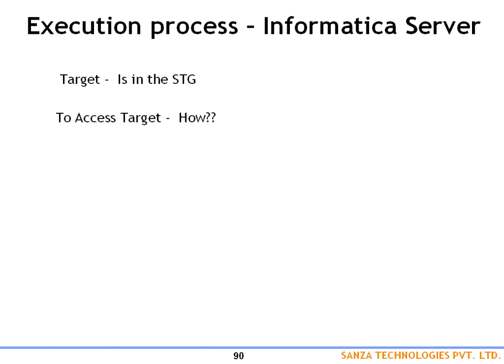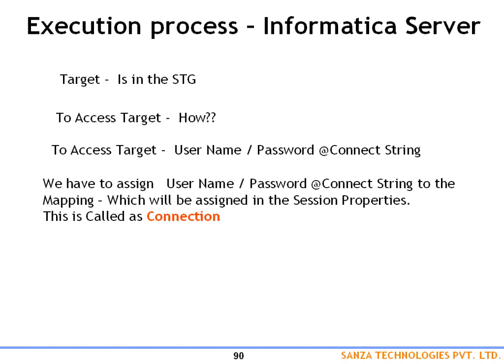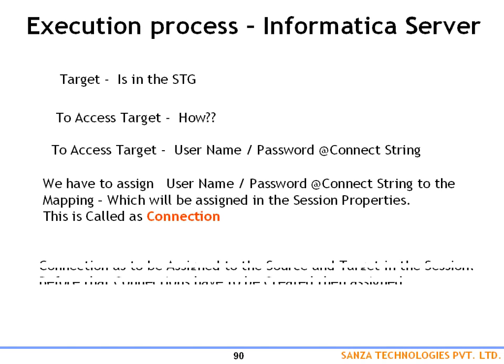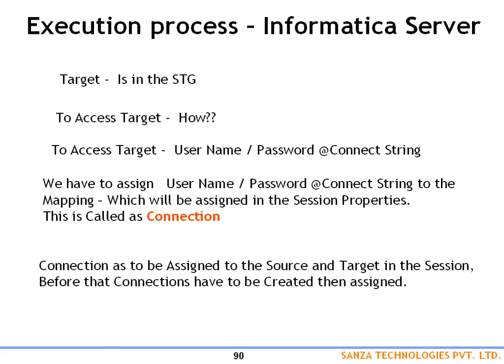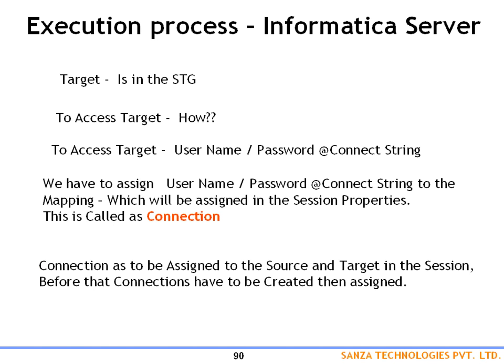It is SRC or STG, any database. How will you access it? Using username, password, and the connect string. For that, we will have to assign this username, password, and connect string for that mapping in the session properties. This is called a connection. Now we will create the connection so that it can be assigned to that session. We will create the connection in the task in the Workflow Manager. Then we will assign those to the source and the target.